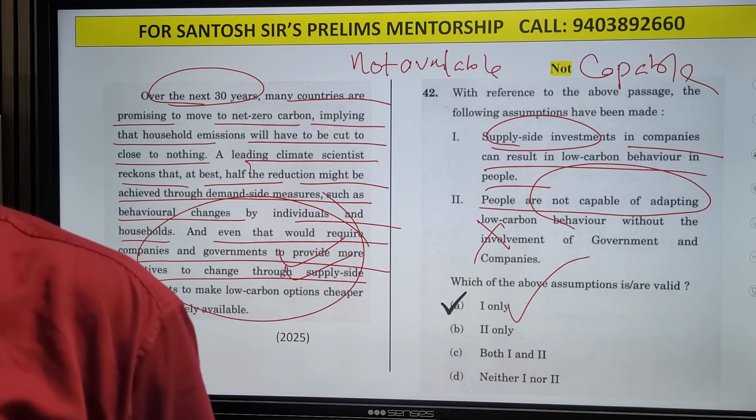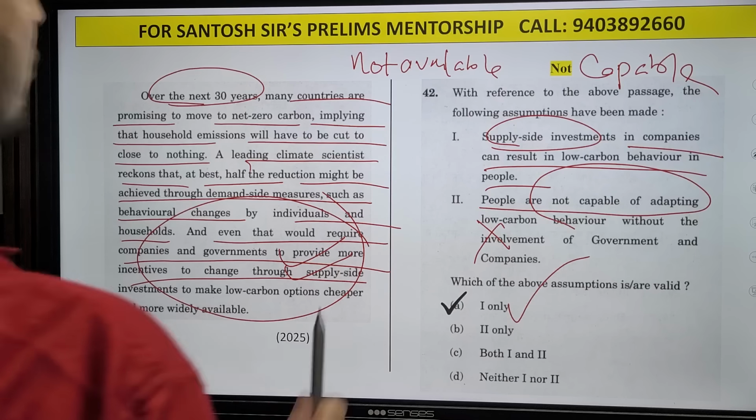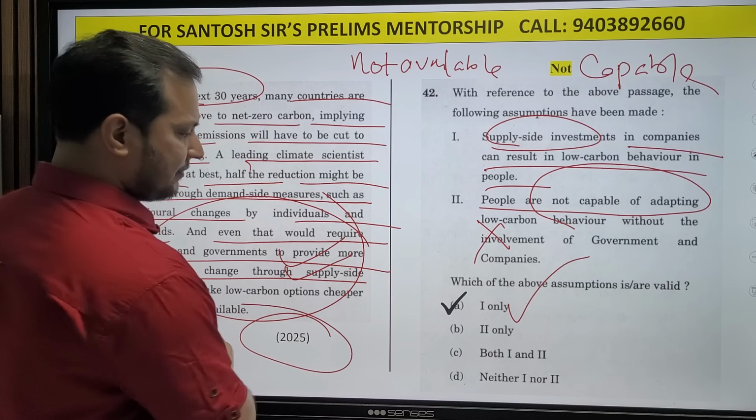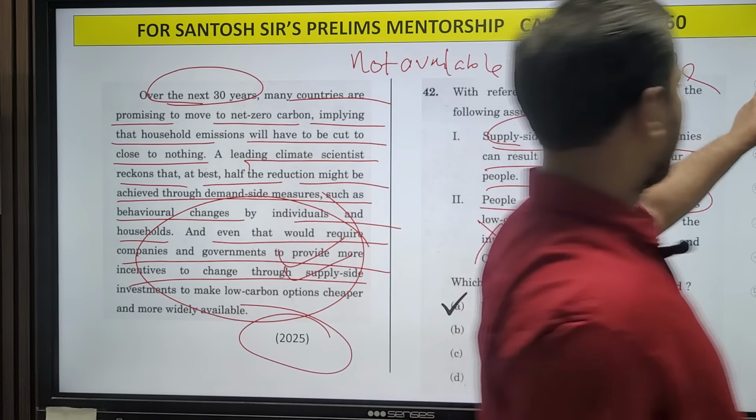Not capable, not available, not possible. Again, write down: not possible, not available, not capable. All these are used by question setters to frame questions. This is a 2025 passage. Keep this in mind.